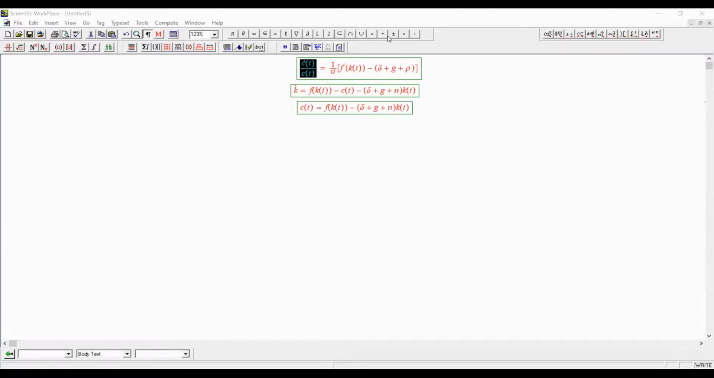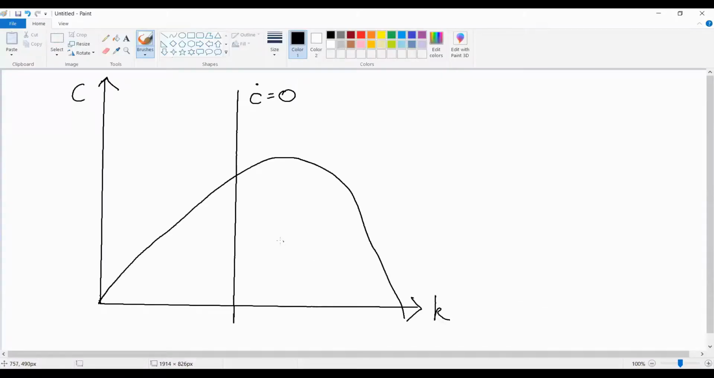And that means that if I am at any k above this k for which C dot equals 0, it must be that C is decreasing, whether it's up here or down here.